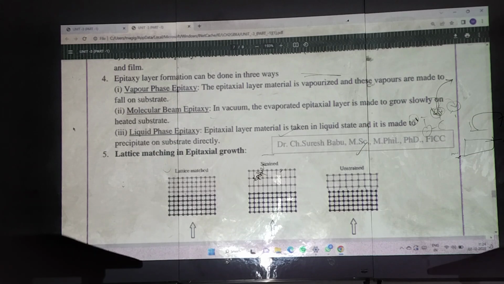These are formed by three methods: vapor phase epitaxy, molecular beam epitaxy and liquid phase epitaxy. In vapor phase, the epitaxy layer is vaporized and the vapors are made to fall on the substrate, so that we dope the elements. In the second, in vacuum, the evaporated epitaxy layer is made to grow slowly on the heated substrate. In the final one, the material is taken in a liquid state and made to precipitate directly on the substrate. If you write these points for doping, it's enough.